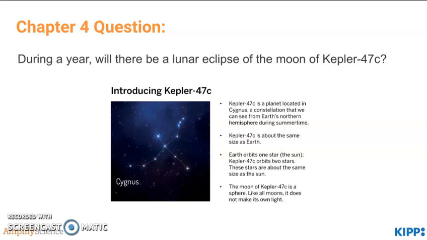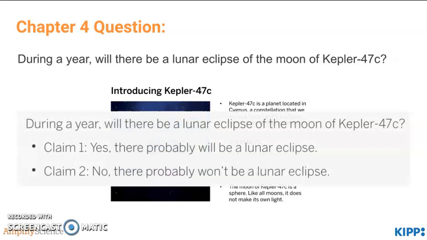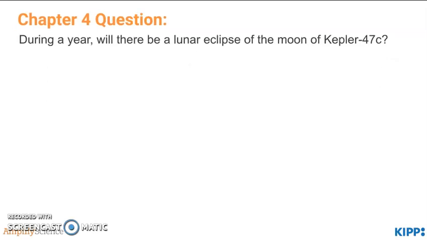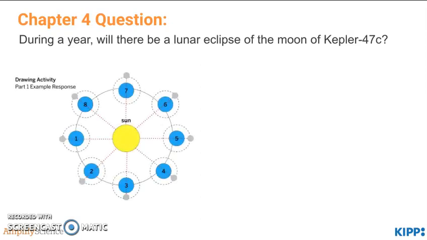Students have to decide whether or not there will probably be a lunar eclipse of the moon of Kepler 47c during a year. So in this case, the claims are actually pretty simple. Claim 1, yes, there probably will be a lunar eclipse. Or claim 2, nope, there probably won't be a lunar eclipse. Students are going to look at multiple pieces of evidence. For example, they complete this model to show that for Earth, a lunar eclipse is possible in any position on Earth's orbit, because in any different position the Earth is in, there is a chance that a lunar eclipse could happen when the moon is behind the Earth.